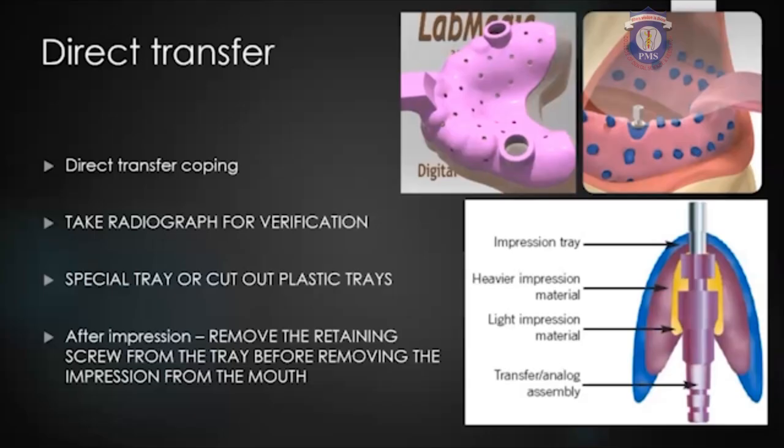When you remove the impression, both the impression along with the open tray coping comes out, and that is why we call this a pickup impression, as we have picked up the open tray coping along with the impression. Since it is also a direct transfer of the impression coping along with the impression, it is called a direct transfer. So these are the different techniques for taking implant impressions.